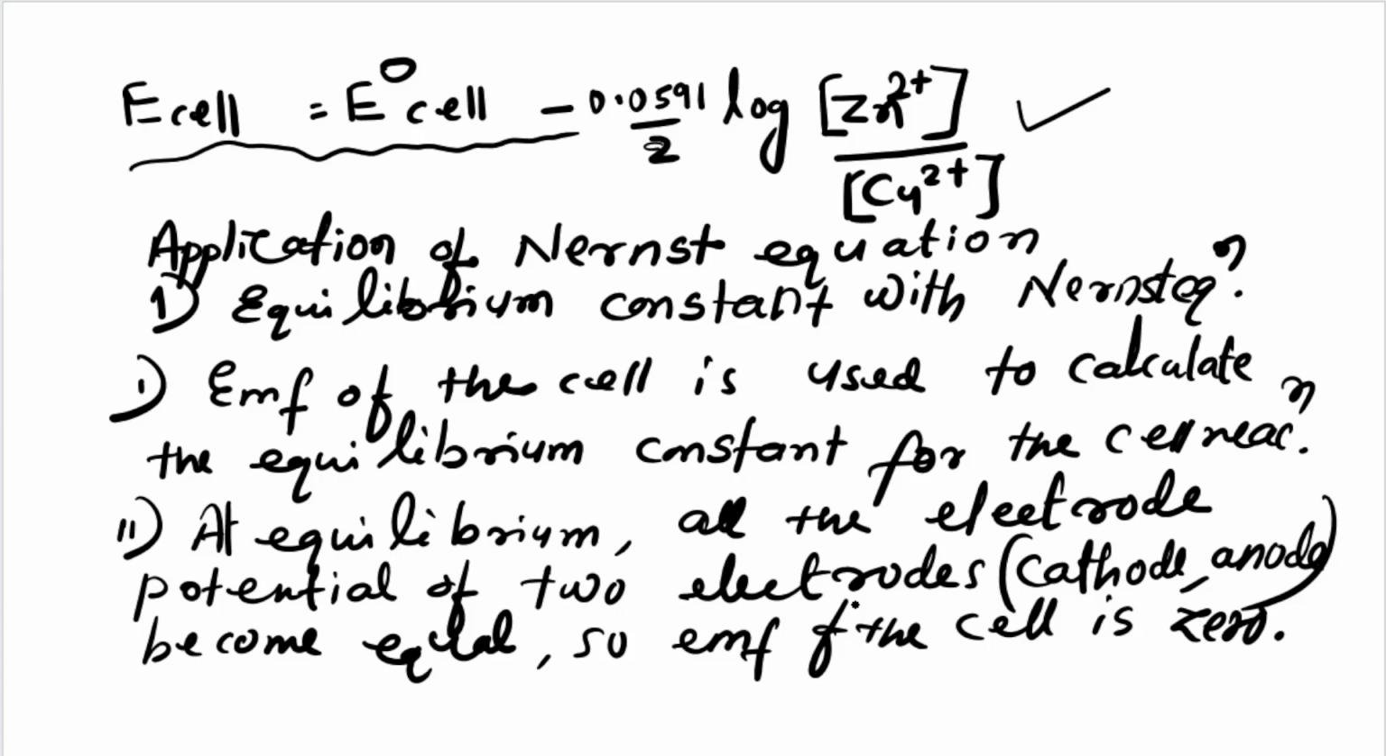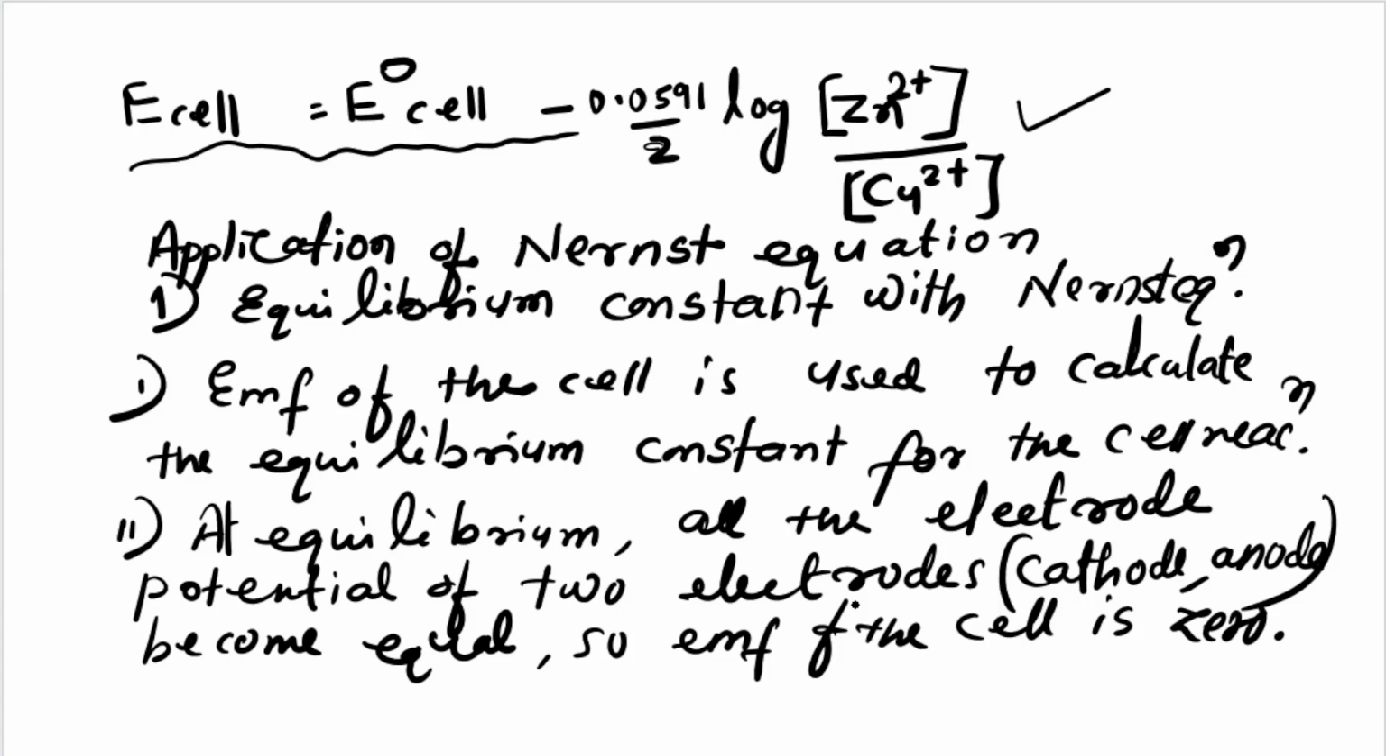Application of the Nernst equation: that means the equilibrium constant with the Nernst equation. How is the equilibrium constant related to the Nernst equation? Here you should know the EMF of the cell is used to calculate the equilibrium constant. So the EMF, that E cell you are getting, is related to the equilibrium constant.